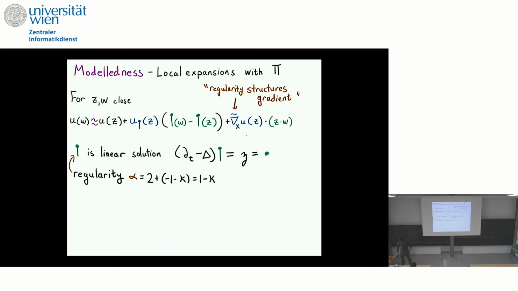Good. So the idea is that even if U is classically not very regular, I can quantify its regularity with a better exponent if I allow myself monomials that are built from the noise.